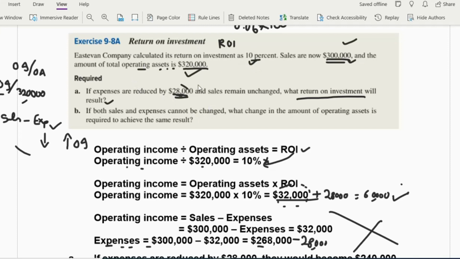Okay, moving on towards the next part: if both sales and expenses cannot be changed, it means that sales will be 300,000, and expenses will not be this one, but the original you calculated as 268,000. They say if these don't change, then what change should we have in operating assets to get our required result of 18.75%, which we got in part A.